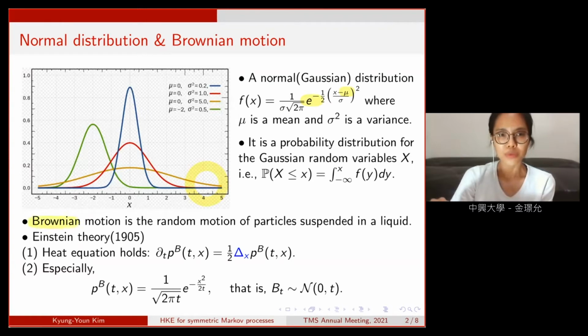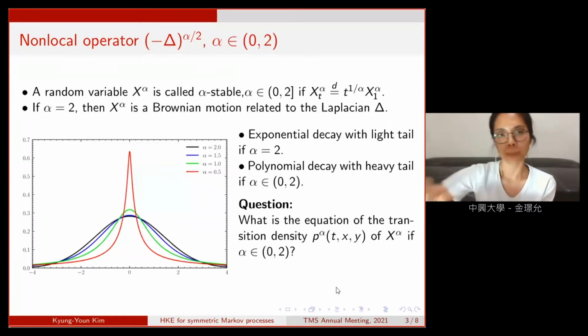And also Brownian motion is a key element in physics since it describes a particle in a liquid. And Einstein found in 1905 that the transition density of the Brownian motion is the solution to the heat equation. And it is of the form of the normal distribution with mean 0 and variance t. So the transition density is a key element in PDE theory as well as in probability theory.